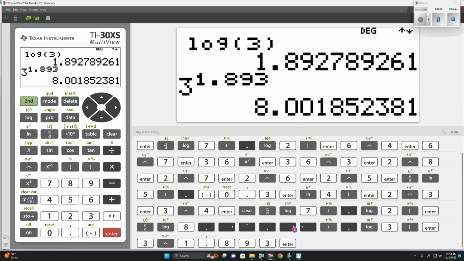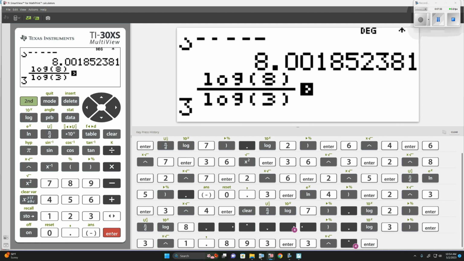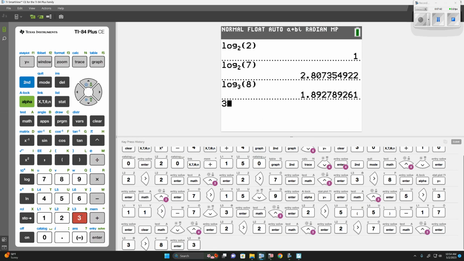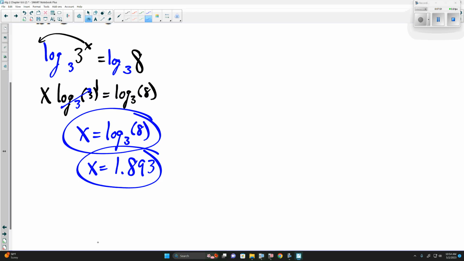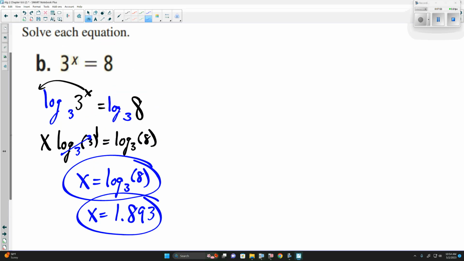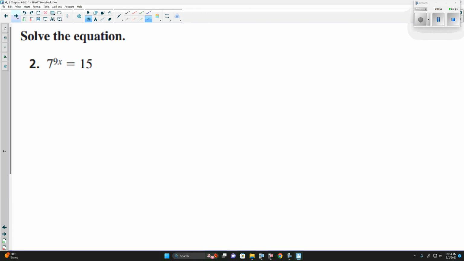The only way to get the exact answer is with what we had. Because if I plugged in the graphing calculator 3 to the log base 3 of 8, we would indeed get 8. We'd get 8 back. Questions on any of this here? We good with this here? Let's look at the next one.